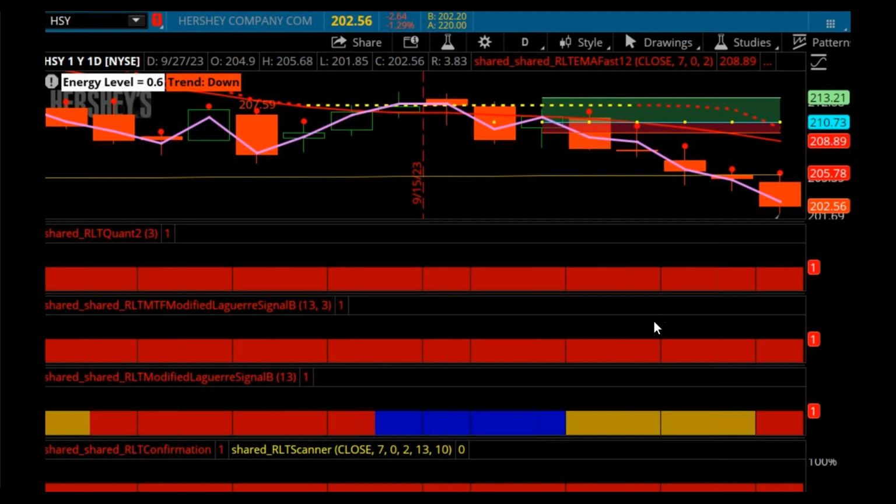Now the indicators down here, I'm just going to go over these fairly briefly, but this red line right here, this is the multi-time frame momentum. This tells us what Hershey is doing over the 3 different time frames: the daily, the 3-day, and the 9-day.